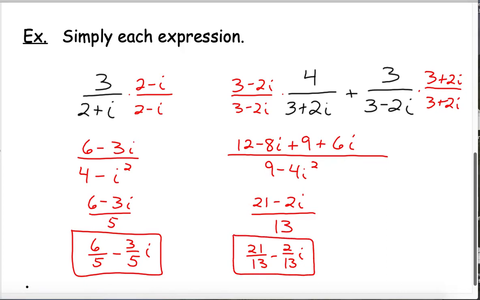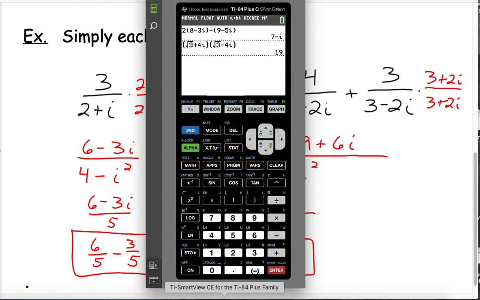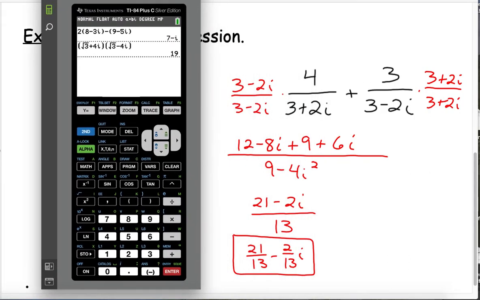And if you like, you could check that with the calculator and see what happens. Actually, that might be a good one to test. So let's type in the original problem, which was a fraction: 4 divided by parenthesis 3 plus 2i, plus 3 divided by parenthesis 3 minus 2i. Let's see how they handle this.